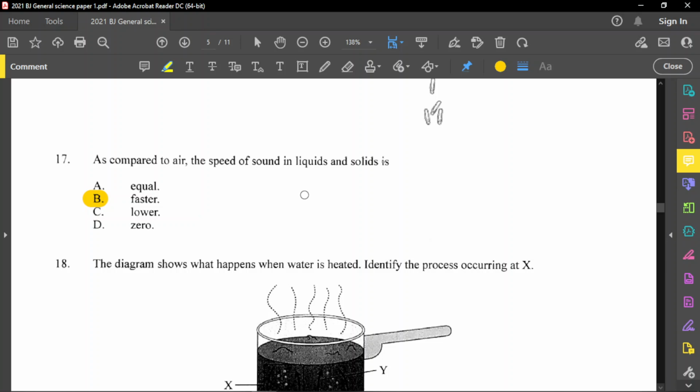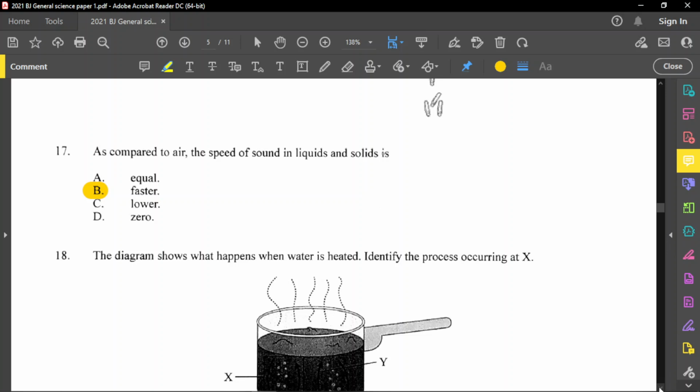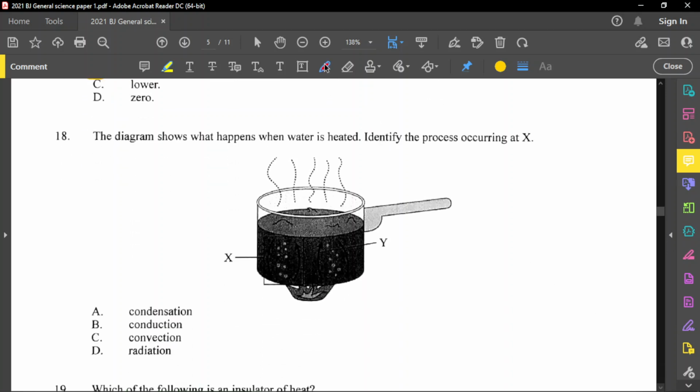All right, question number 18. A diagram shows what happens when water is heated. Identify the process occurring at X. When water is heated, what is occurring at X? Unfortunately, you are not going to be able to see these diagrams, but I'm going to describe them for you. There's a red arrow here going like that, and a next red one coming down like that, and also this one going up like that as well, and this one going like that as well. And then between the arrows on either side, you have some small bubbles or circles. And so what the arrows indicate is water going up and water coming down.